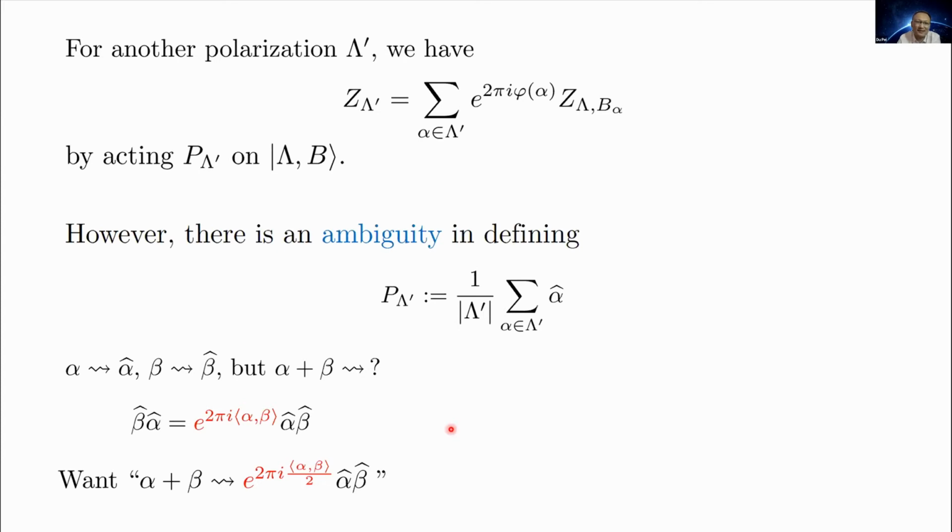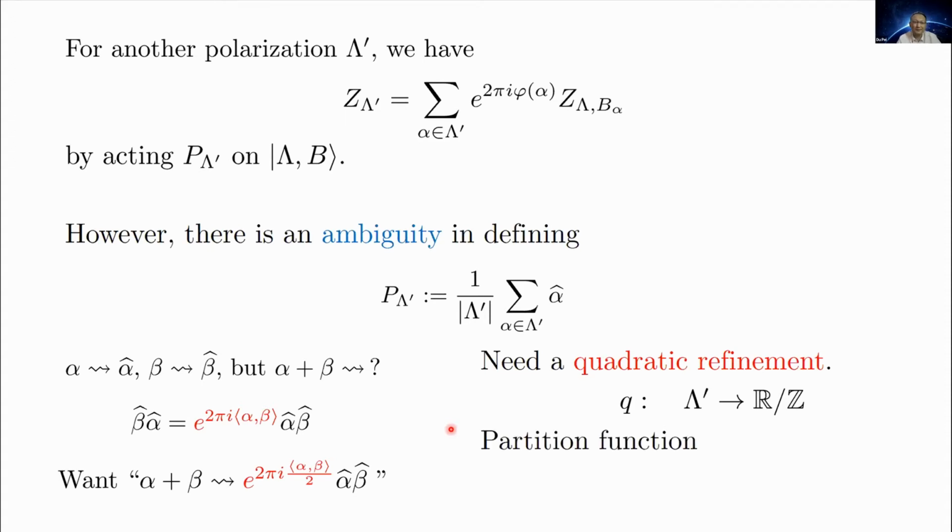So to do this consistently, we need to choose a quadratic refinement. This will be given by a quadratic function Q on lambda prime, and it will have some compatibility property with the pairing. And the partition function will actually depend on Q, because now the projection operator will depend on Q. And it will be simply a linear combination of the building blocks like this.